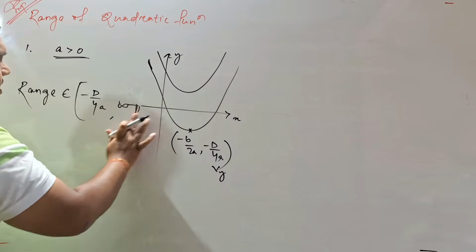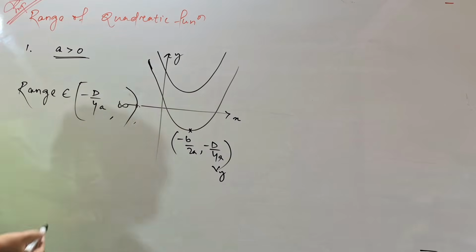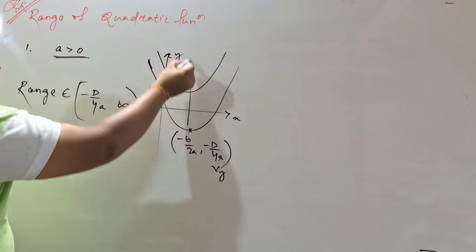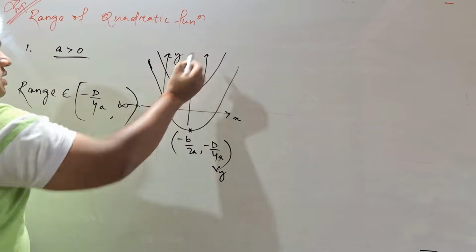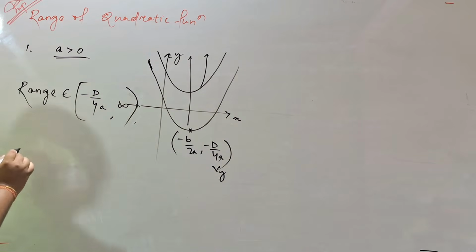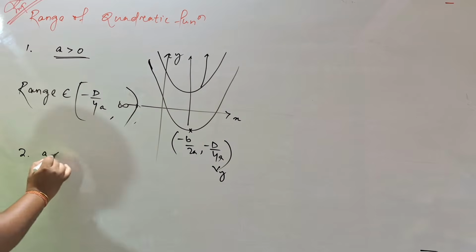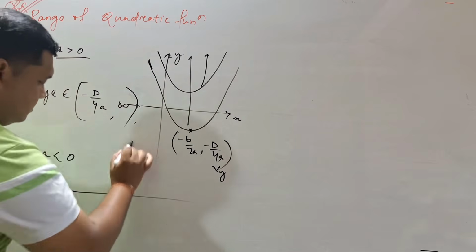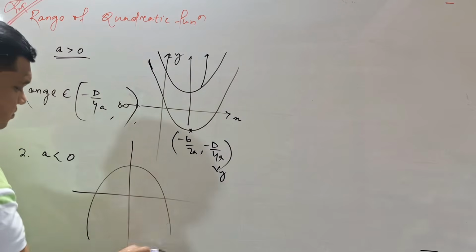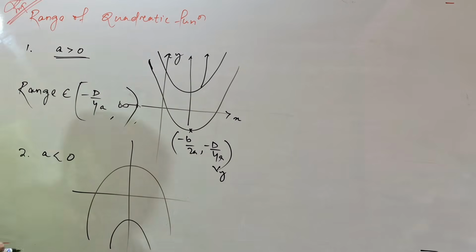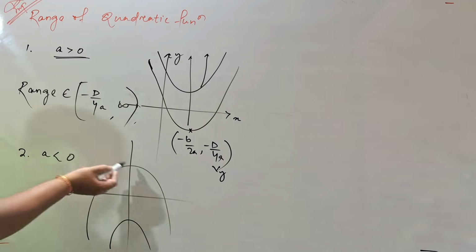Infinity is always open bracket. You don't know where it will end. Done? So from this point to infinity. Understood now? Similarly, if a is less than 0, this is the curve. A less than 0, either this one or this one, like this. So here it goes from minus infinity to this.